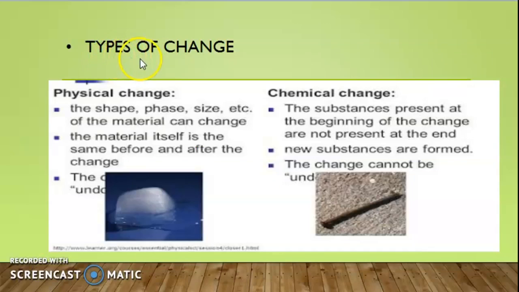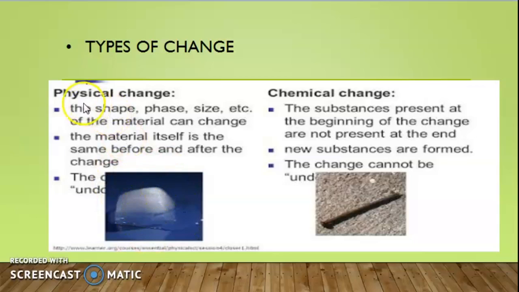Let's just start with types of changes. Basically, in our nature, there are 2 types of changes, that is physical change and chemical change. Basically, physical change is a type of change in which no new substance is formed. It is only a change of shape, size and phase. In that, no new substance is formed and the material itself remains the same before and after the change. For example, melting of ice.